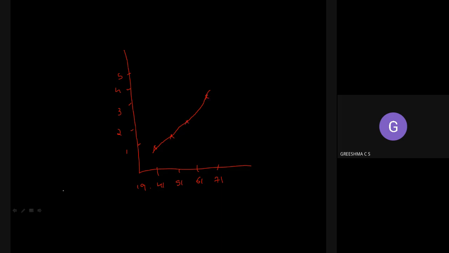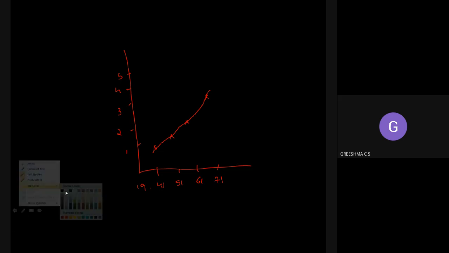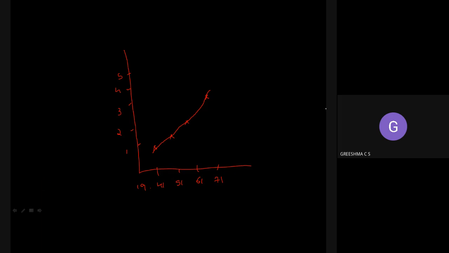Now I need to find out the population for the years 1981, 1991, and 2000. First of all, I have to consult an experienced person. That is very important. You need to find an experienced person.